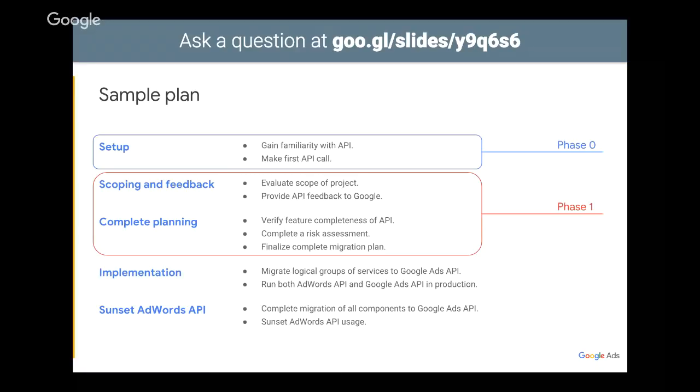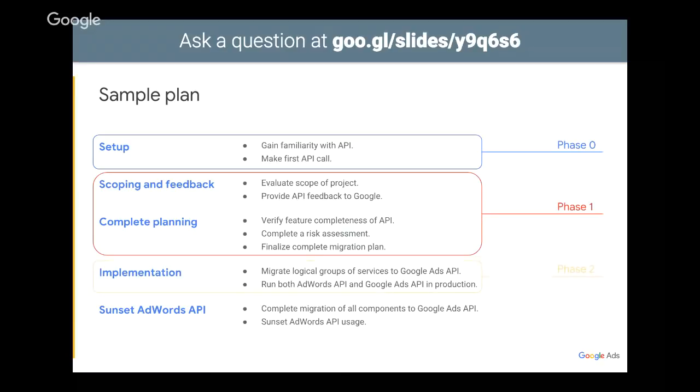And also complete your planning. Verify the feature completeness of the API. Everything that you need is there. If not, obviously tell us. Complete a risk assessment for yourself. What could go wrong? What do you need to take account for? That feeds back into your scoping and planning. And finalize your migration plan. That will lead to the second phase, implementation.